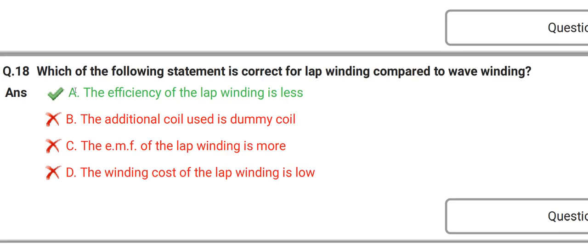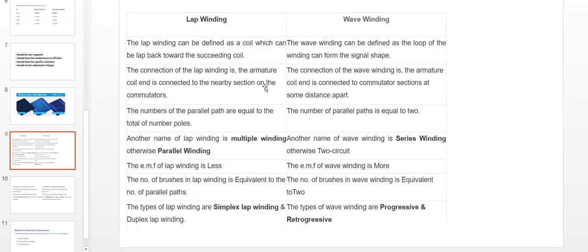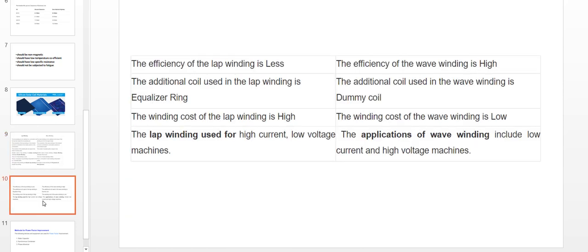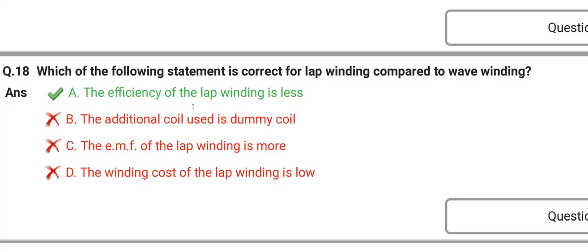This question says number 80, which of the following statements is correct for lap winding compared to the wave winding. Okay, so here are some differences you can read from this table. So from this table you can read several points of lap winding and wave winding. Okay, they can ask anything from these points, and the main point they are asking in this question is that the efficiency of the lap winding is less and the efficiency of the wave winding is high. Okay, so they are asking this question.